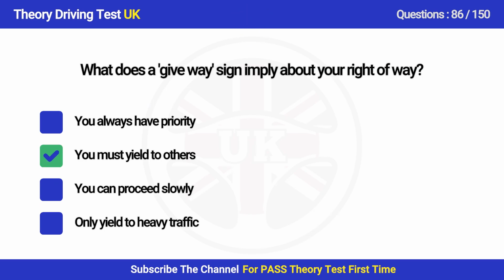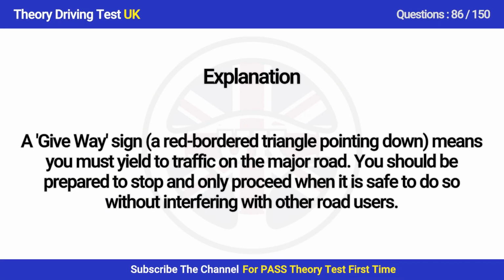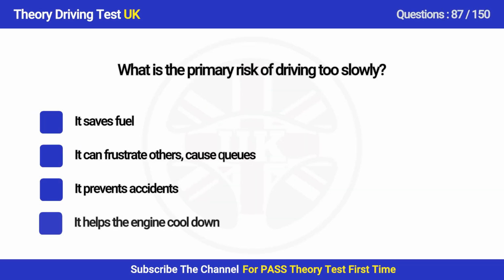Answer is B. You must yield to others. A give way sign, a triangle pointing down, means you must yield to traffic on the major road. You should be prepared to stop and only proceed when it is safe to do so without interfering with other road users.